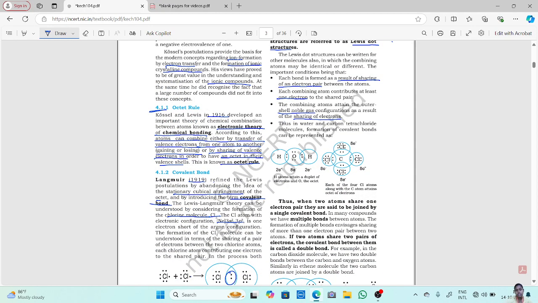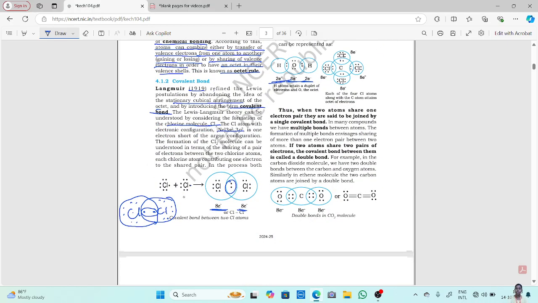Here hydrogen will complete its shell by taking one electron, that is 2 electrons each. Oxygen is completing its octet, again hydrogen. Here also all the chlorine atoms are completing their octet. Similarly carbon is also completing its octet: 2, 4, 6, 8. So all the atoms are completing their octets by sharing of electrons, or forming a covalent bond.